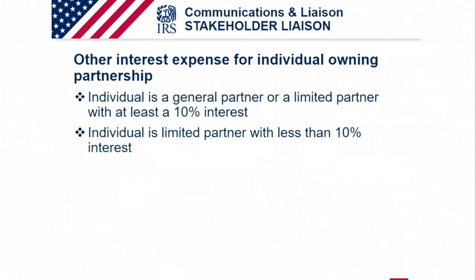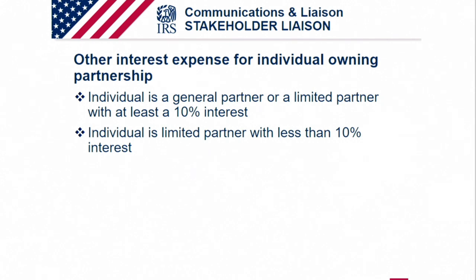Thanks, Anika. As with mortgage interest, there are different rules for apportioning other interest expense depending on how the partnership interest is held, whether the individual partner is a general partner or limited partner with at least 10% ownership interest, or if the individual partner is a limited partner with less than 10% ownership interest.